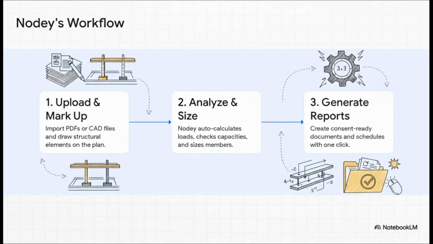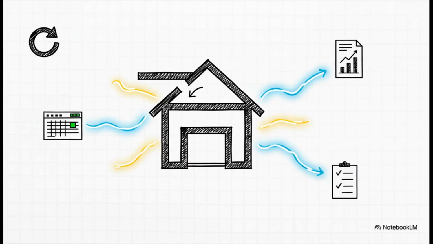The workflow itself is incredibly straightforward. First, you just upload your PDF or your CAD files, and you draw your structural elements right on top of the plan. Then, Nodey's AI engine just takes over. It automatically calculates all the loads and sizes the members for you. And finally, with just one click, you generate all your consent-ready reports. Simple as that.